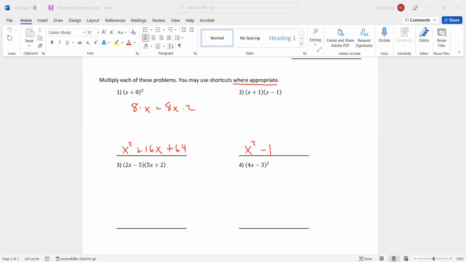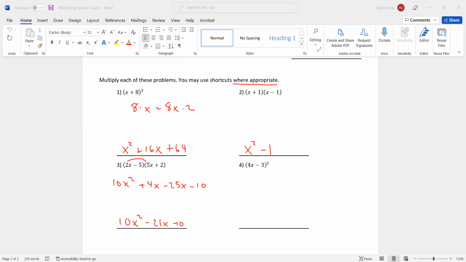Number 3, this is why it's important to check for it first. Those are not the same. They look very similar, but they're not the same. There's no shortcut here. You've got to FOIL this one. 2x times 5x is 10x squared. 2x times 2 is 4x. -5 times 5x is -25x. And then -10. Combine like terms, I get 10x squared minus 21x minus 10. Notice no special case here. So I have to go back to the original lesson 4, FOIL.